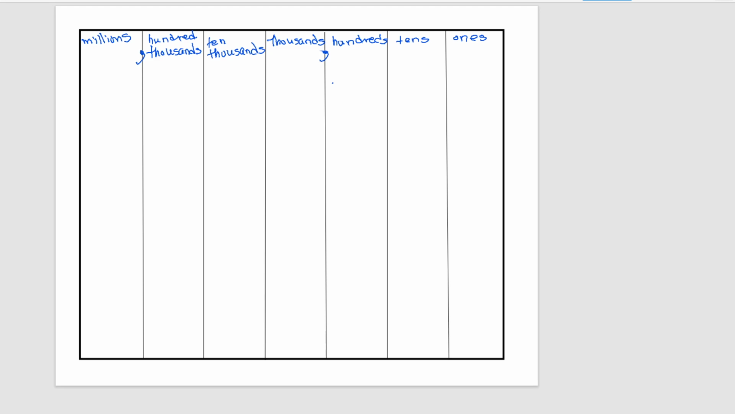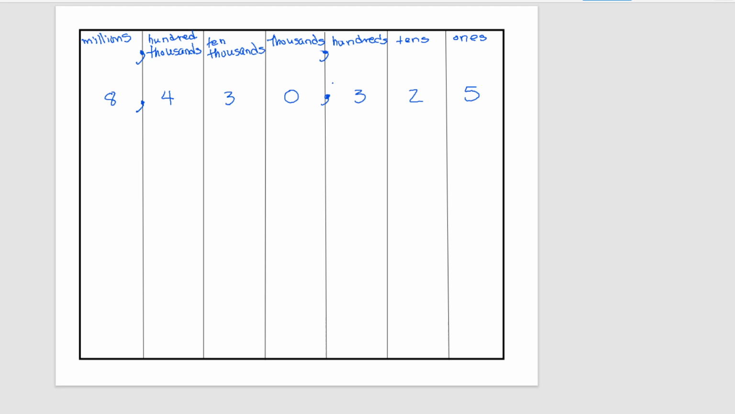So let's put a number in our place value chart. So copy this number down with me. And so we're going to put our commas in the places that we indicated on our chart. So we have 8 millions, 4 100,000s, 3 10,000s, 0 thousands, 3 hundreds, 2 tens, and 5 ones.